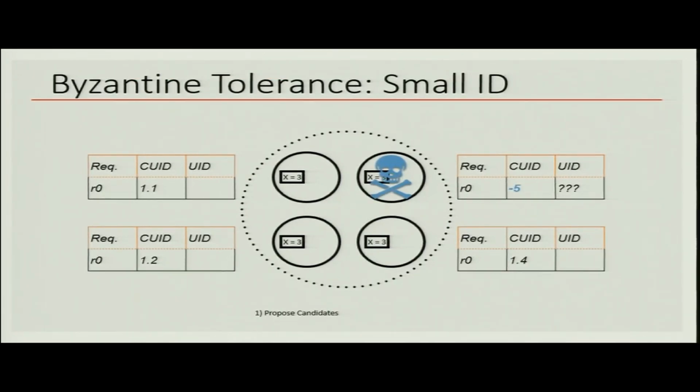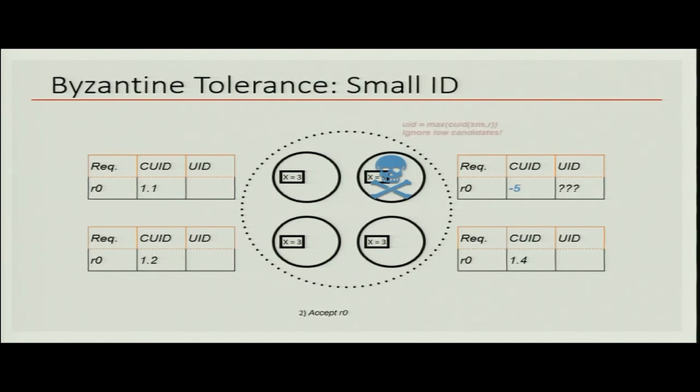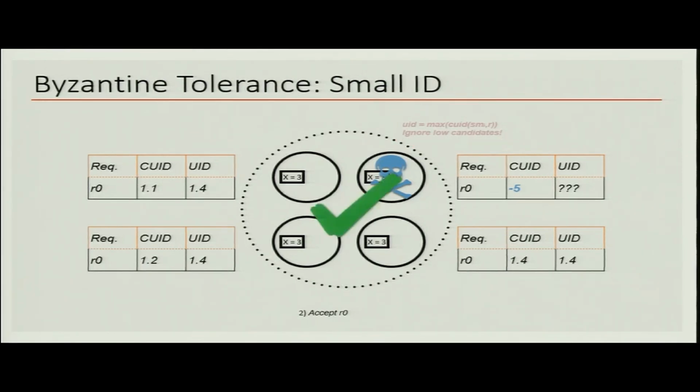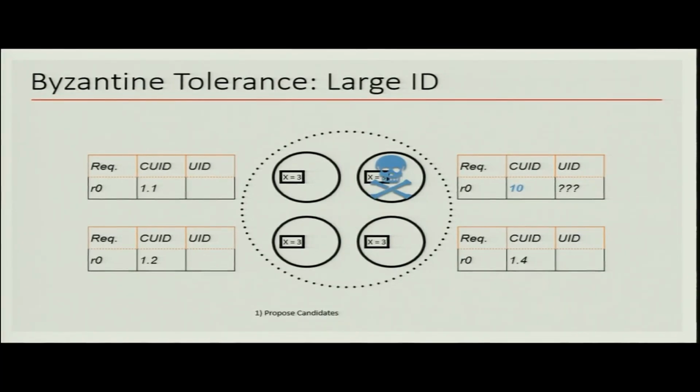Now, suppose the Byzantine guy wants to behave more maliciously. He wants to confuse you. So, he gives you an ID, but he chooses a small ID because he does not know what ID others are choosing. So, he gives you an ID, let us say -5. Same issue: the algorithm says that you have to take the UID as the maximum among all the local IDs. So, even if it says -5, no problem, 1.4 is still the highest. So, I am going to choose 1.4, no problem. So, this also worked. What if this guy gives you a large ID? So, he gives 10.